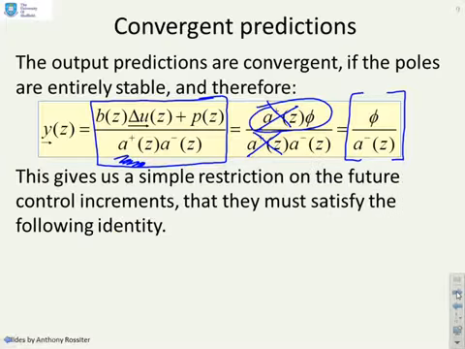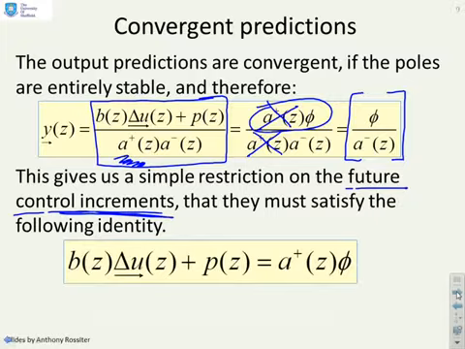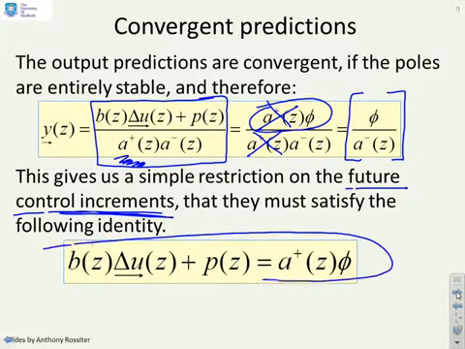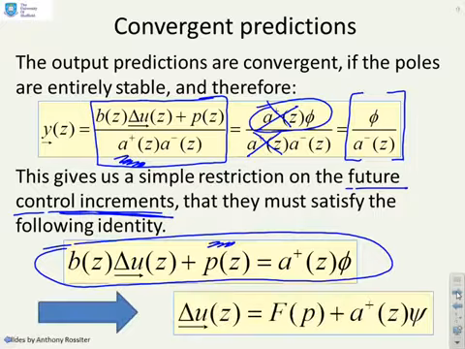Next question then is, how do I find the implied restriction on the future control increments, because it's them that I actually have to choose? Well, what we've done is we've said that our numerator has to satisfy this identity. B of Z times delta U future of Z plus P of Z, and this obviously changes every time, equals A plus of Z times phi, where this phi is some polynomial. And in essence, all we have to do is solve this identity.